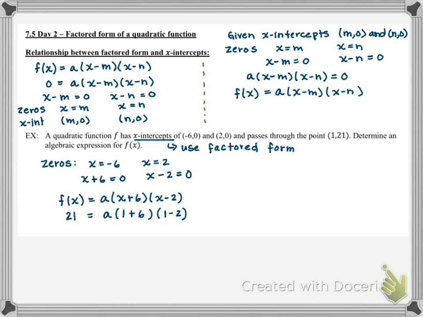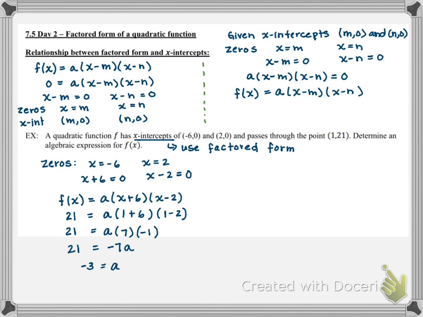So we have 21 equals a times 7 times -1. So 21 equals -7a. And once you get to that form, then you can divide both sides by -7. So that gives us a equals -3.